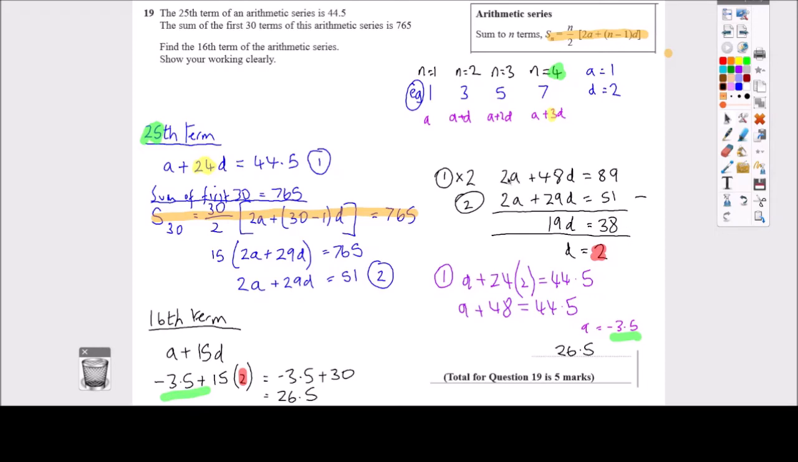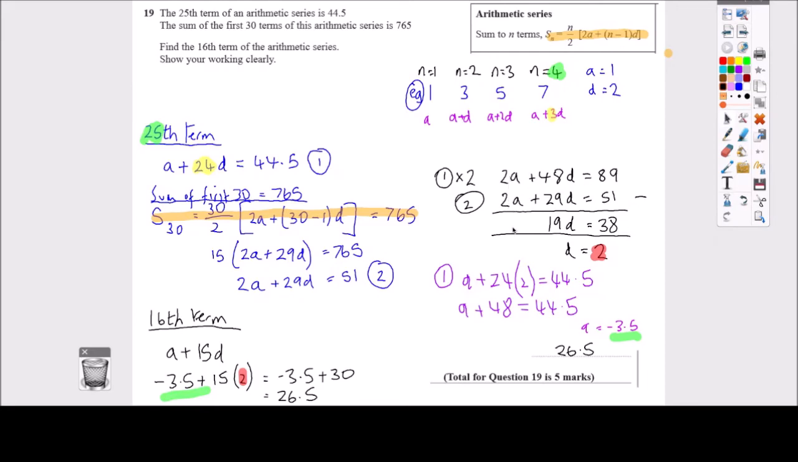So I'm going to double up my equation number one. If I double up this equation here, I get two lots of a plus 48 lots of d equaling 89. I line that up with my equation number two, 2a plus 29d equals 51. So I've now lined up my two a's.